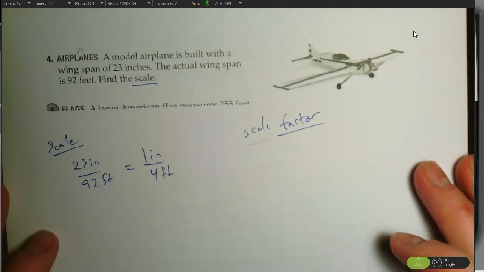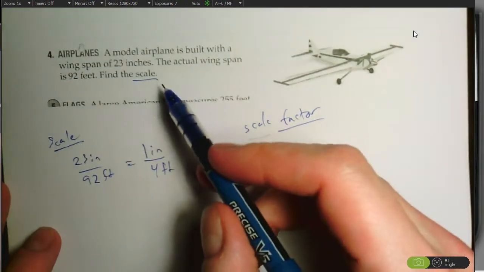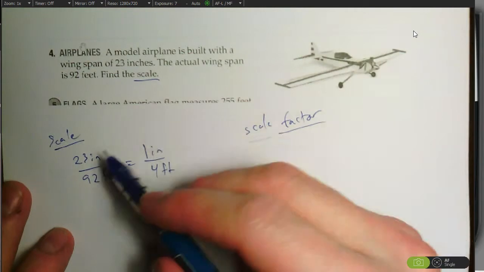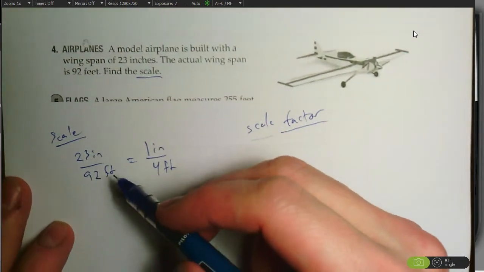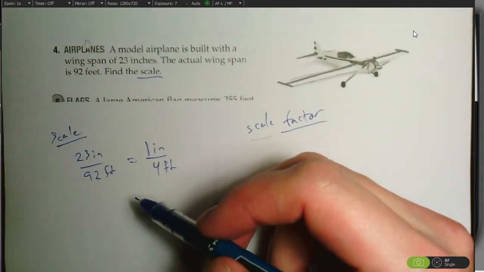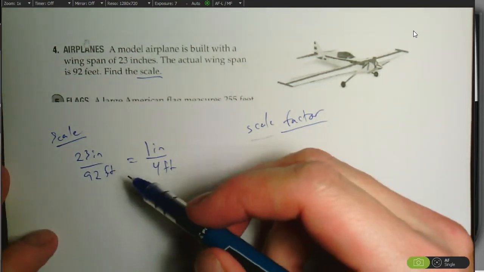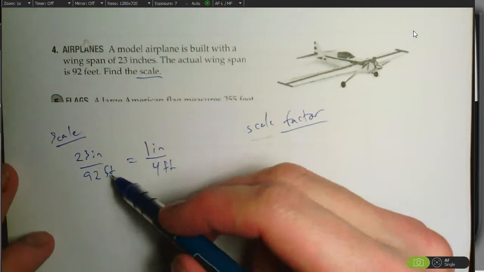In order for me to get the scale factor, which they didn't ask for, but I'm going to walk through it because it was something in the homework, I have to convert both of these to the same unit. Right now, I just have inches to feet, and that's not the same. So I would have to convert both of them to inches.